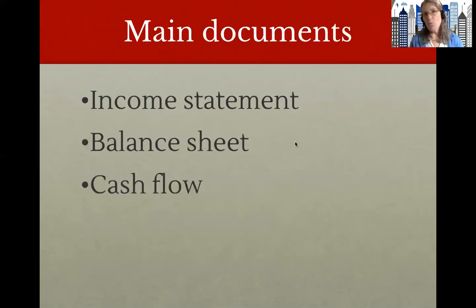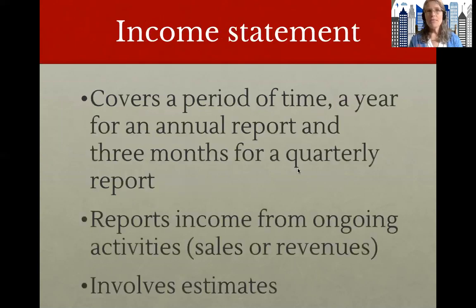So the main documents that we're going to focus on inside the annual report are these 3 particular statements. One is the income statement, second is the balance sheet, and the third is the cash flow statement. So we will look at each of these, starting with the income statement. The income statement is going to cover a period of time. So for an annual report, obviously a year. In addition, the income statement will include not only the year, but also the 3 months for a quarterly report.